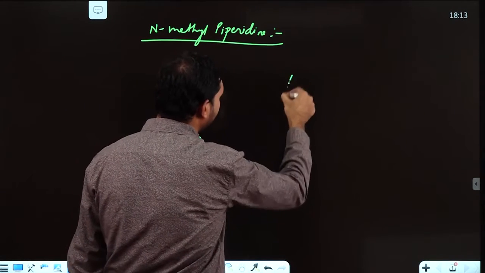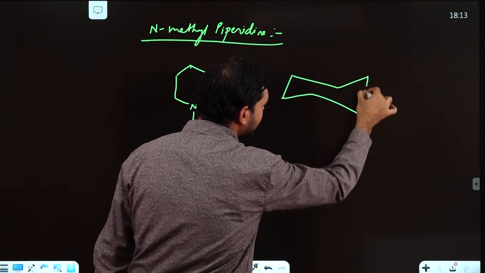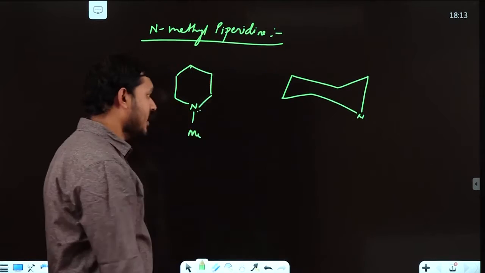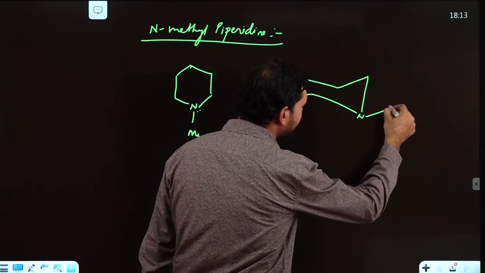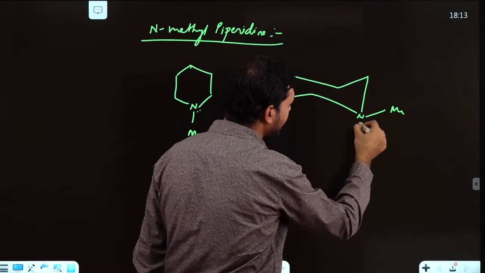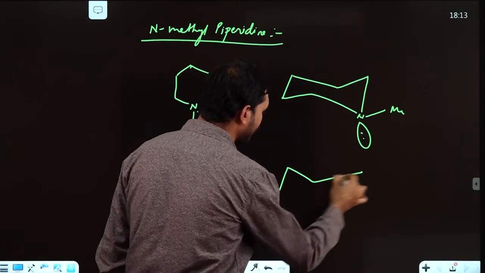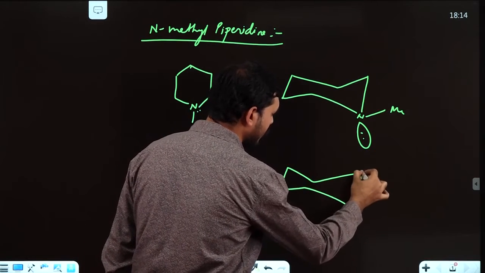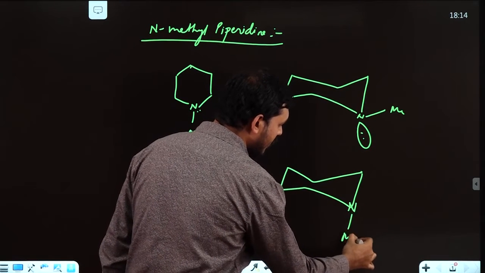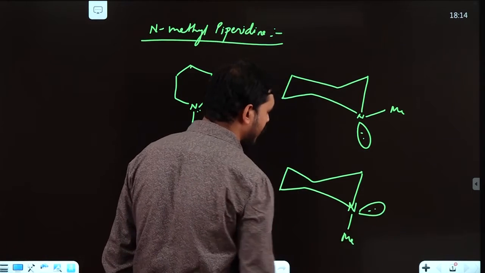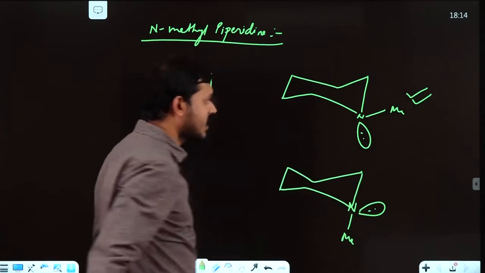It is again a 6-membered ring, so it is better to draw the chair form. This one is nitrogen, and you can see that this nitrogen has a lone pair as well as a methyl. If I keep methyl this side in equatorial and lone pair in axial, or in the other case, nitrogen having methyl downward and lone pair in equatorial, you can simply say this will be preferred because this is more stable.